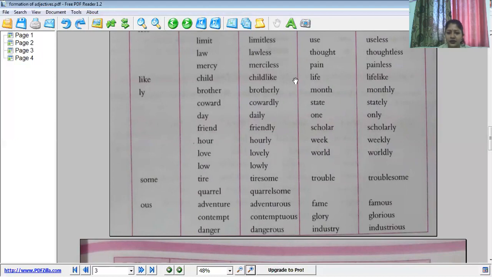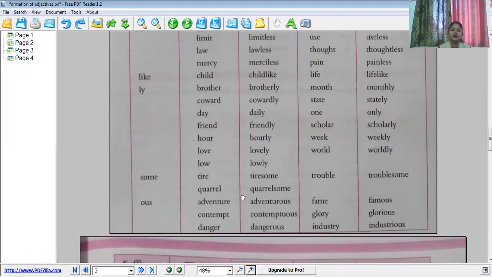World, worldly. When do you use some? Tire, tiresome. Quarrel, quarrelsome. Trouble, troublesome. Okay? And when do you use OUS as a suffix? Adventure, adventurous. Fame, famous. Contempt, contemptuous. Glory, glorious. Danger, dangerous. Industry, industrious.